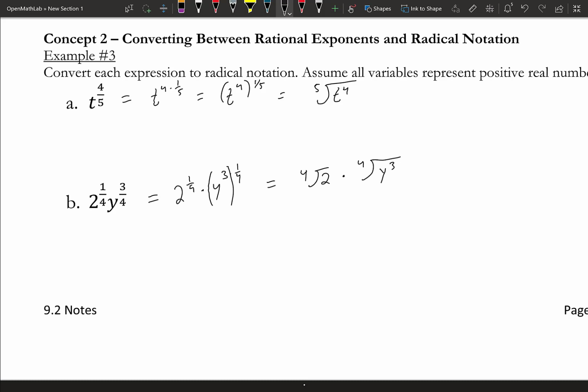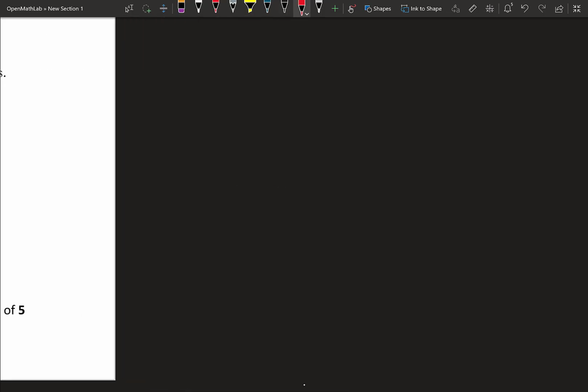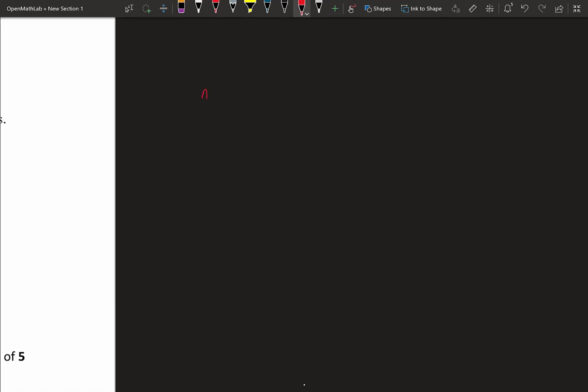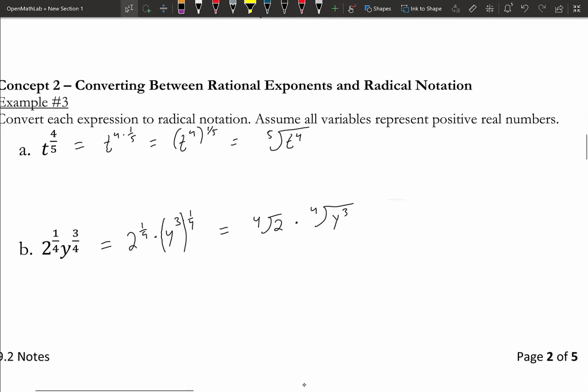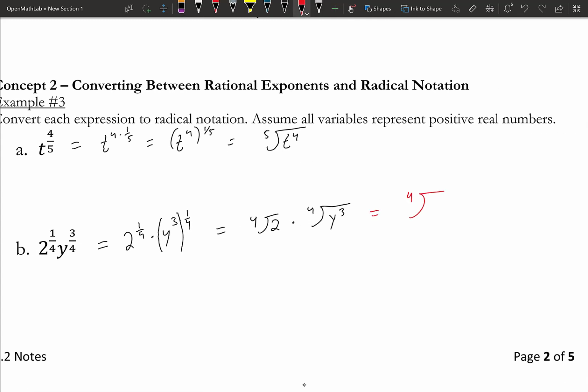Something else you should know, just to refresh, is if you have the nth root of a times the nth root of b, that's equal to the nth root of a times b. So if you have the same root, you can combine it in one root by multiplying the two radicands. So here, this becomes the 4th root of 2y cubed.